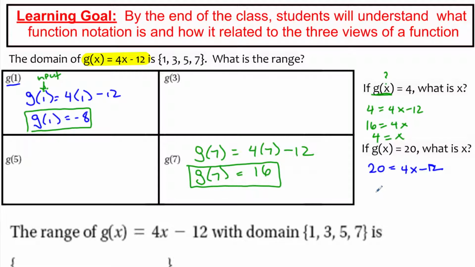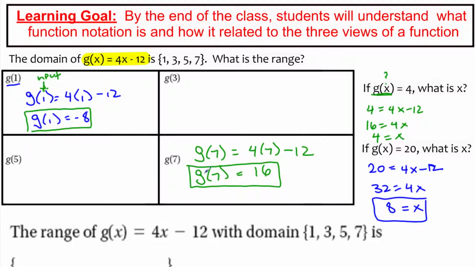If I add the 12 over, I get a 32. And then if I divide both sides by 4, it looks like I get an 8. So they're saying, if you'd like a 20 to come out of the g function, you need to input a value of 8.